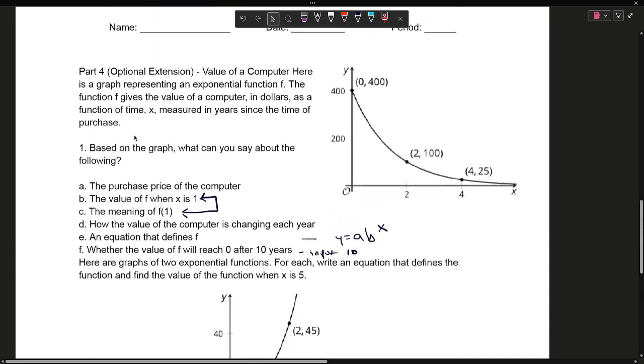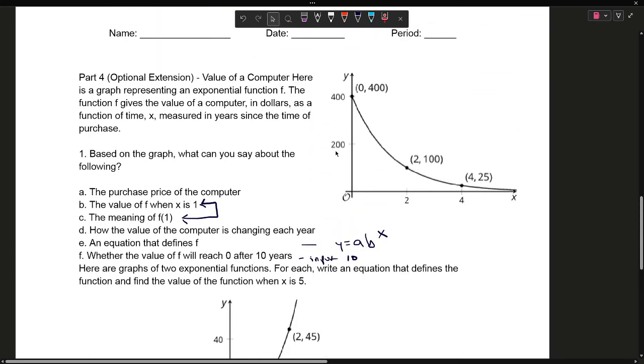And then these right here, very straightforward. What can we say about the graph? It's a computer that's losing its value after you purchase it. Then it's asking for the price of the computer. That should be straightforward. The value of f when x is 1. But the value of f is the same thing as saying y. So what's the value of y when x is 1? And then it's saying the meaning of f of 1. For that one, you can just put that they mean the exact same thing. f of 1 is the value of y when x is 1.